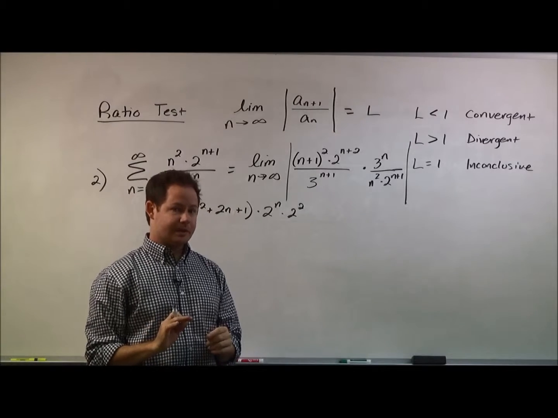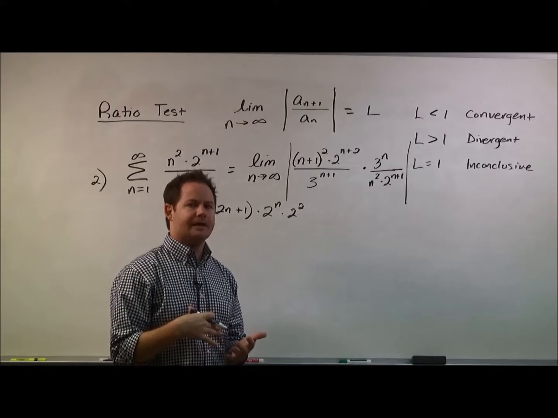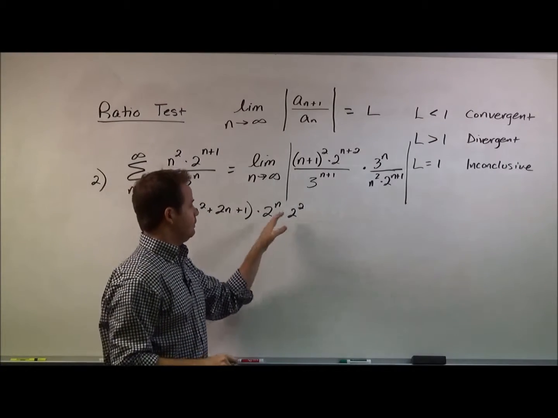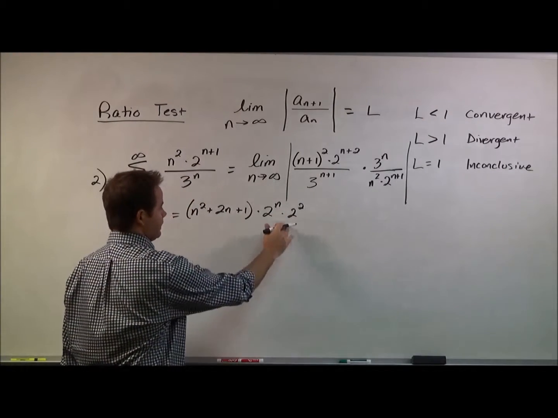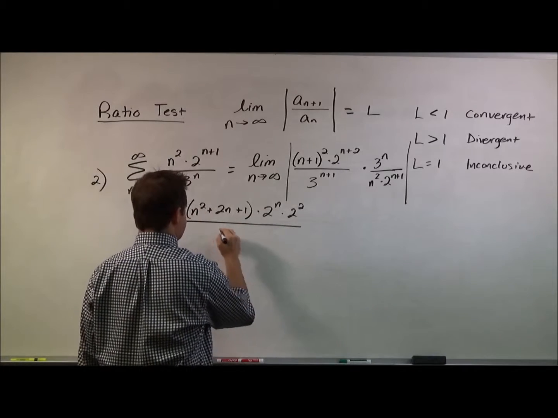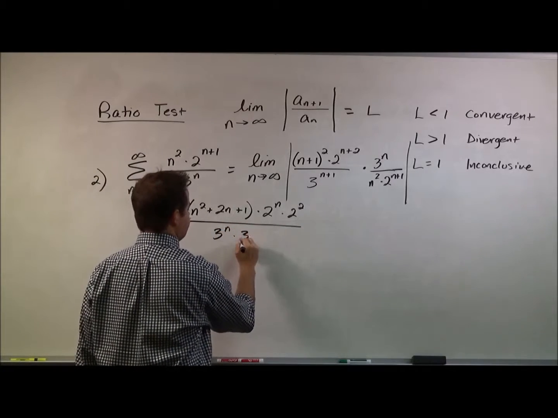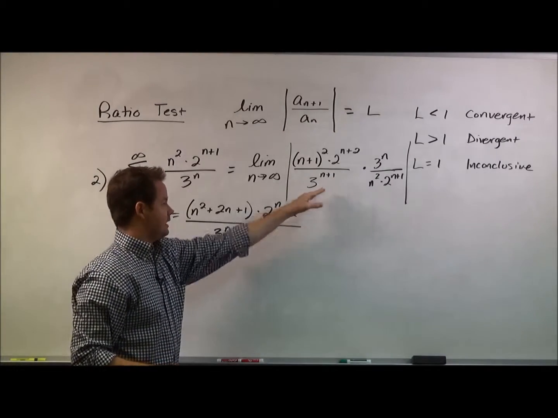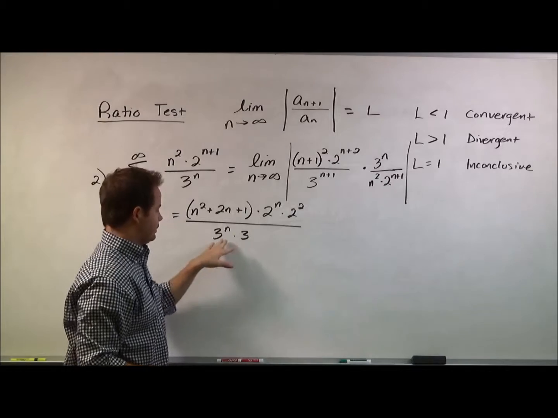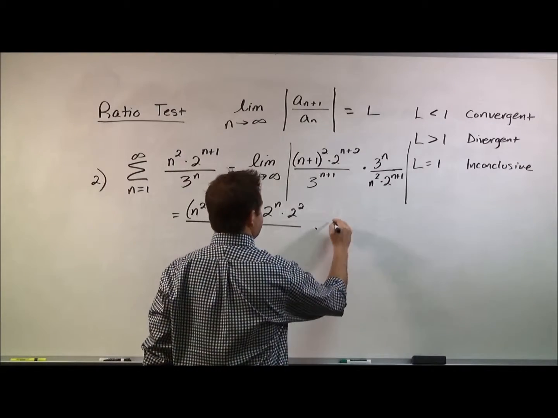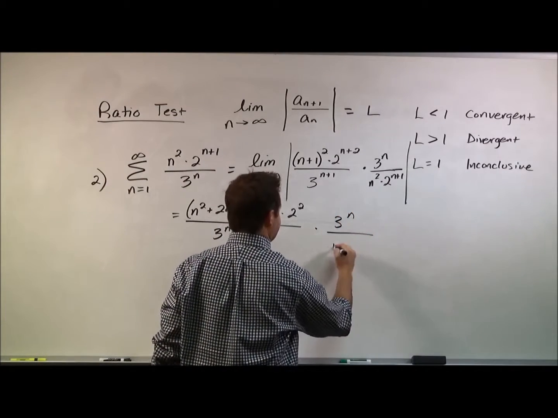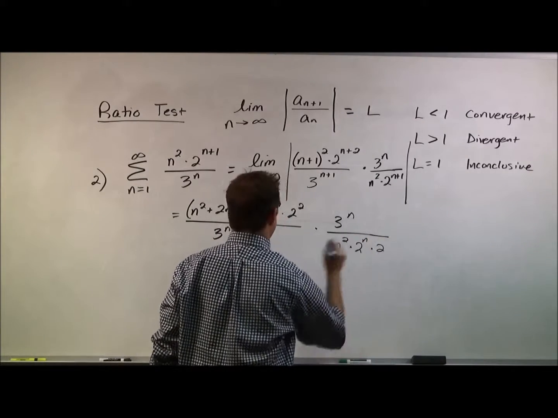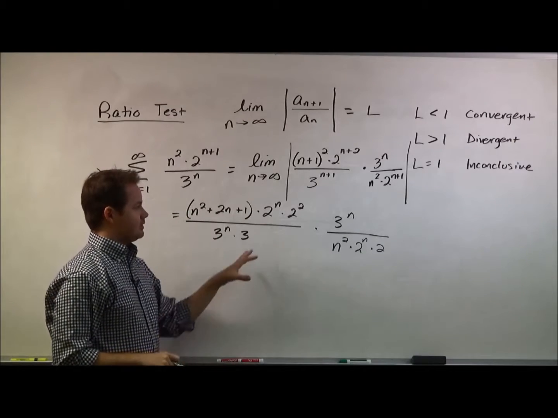If you're not comfortable doing this, then you might want to go back a little bit and take a look at your exponent rules so that you know how to split up those additive exponents. We're going to do the same thing in the denominator here. 3 to the n plus 1 is the same as saying 3 to the n times 3 to the first. Multiply those together, and then times 3 to the n over n squared times 2 to the n times 2 to the first. Now we can cancel out quite a bit.